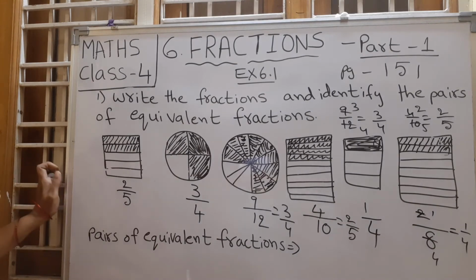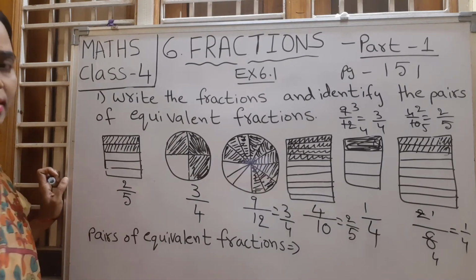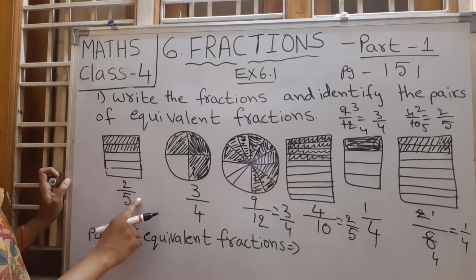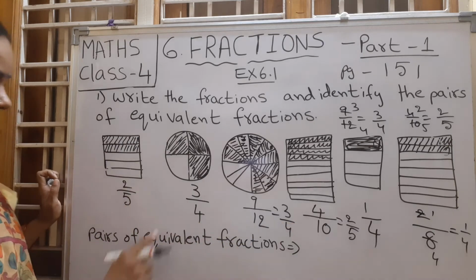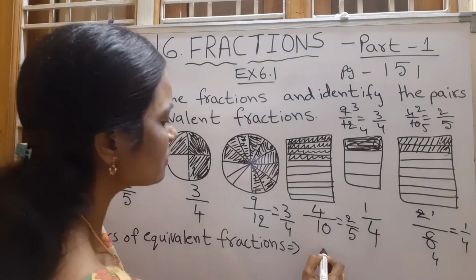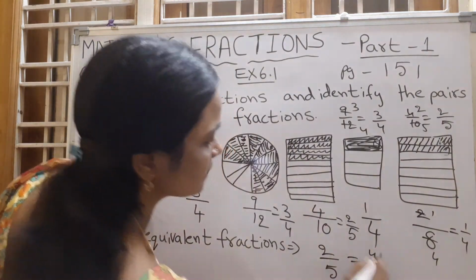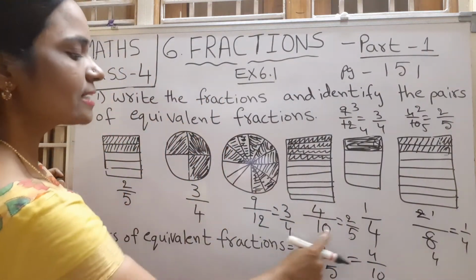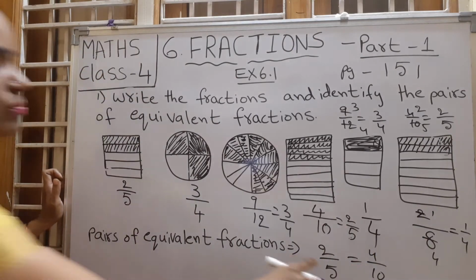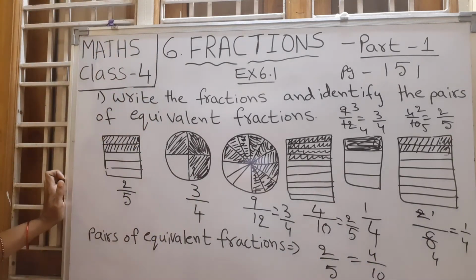Now take the pairs, children. Pairs of equivalent fractions. So this is 2 by 5. Will you get another 2 by 5? Yes, here you will get. So write down the fractions. 2 by 5 is equal to 4 by 10. So both are equivalent fractions. 2 by 5 is equal to 4 by 10. Both are equivalent fractions.